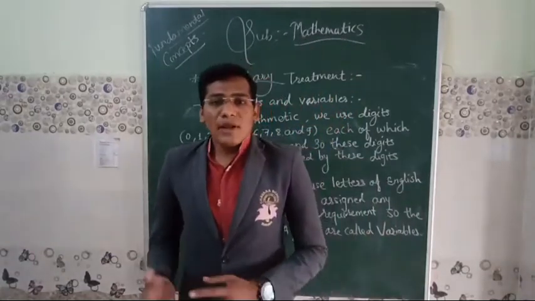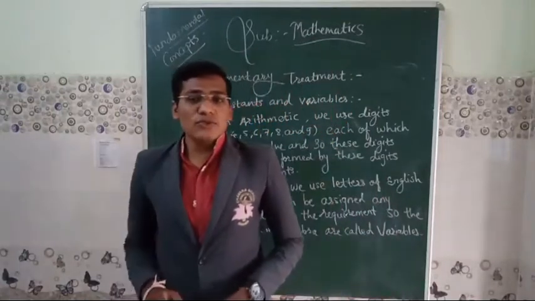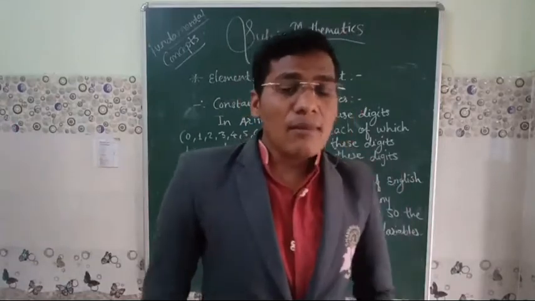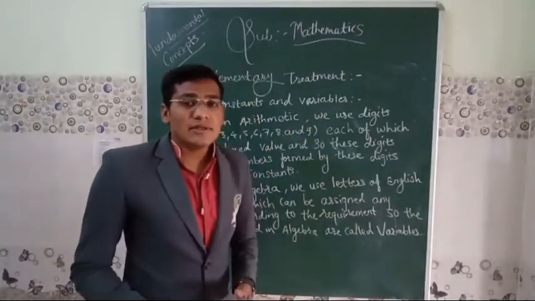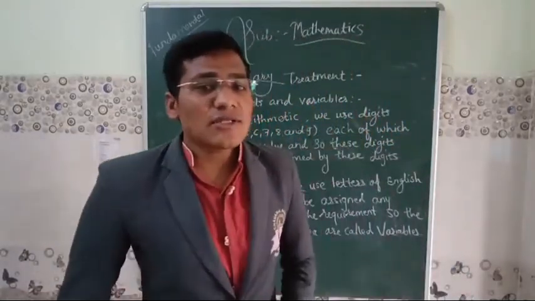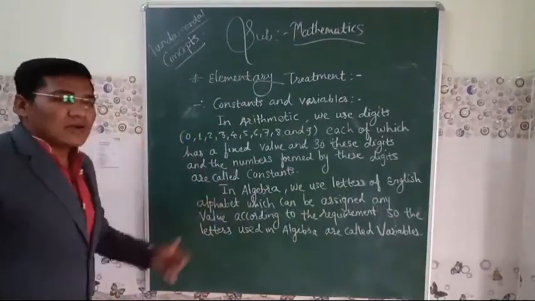Then 1 plus 1, the value of 1 plus 1 is equal to 2. It will also not change. As well as the numbers which are formed by combining these digits, such as 11, 99, 93, 63, 64. These numbers also have constant values. That's why we can say that these are constants.